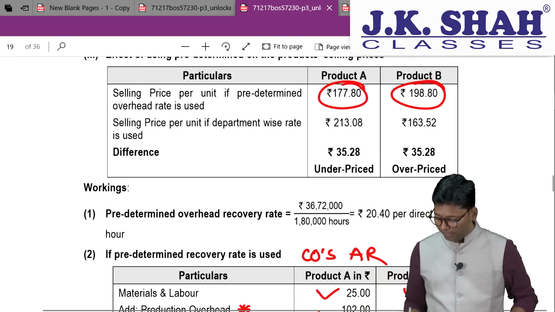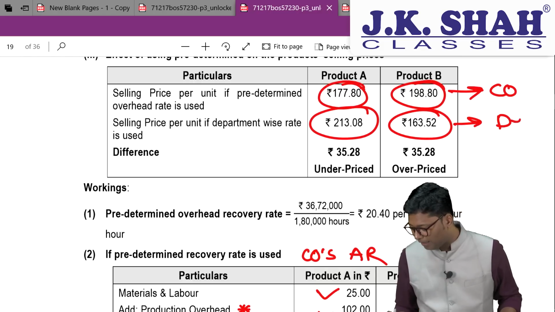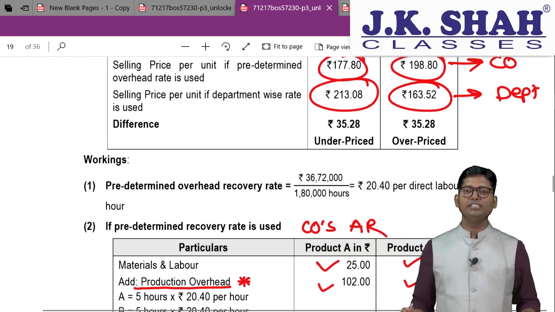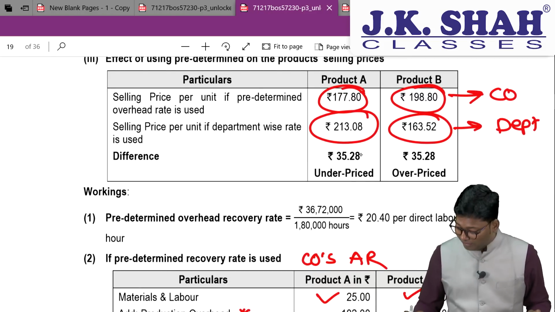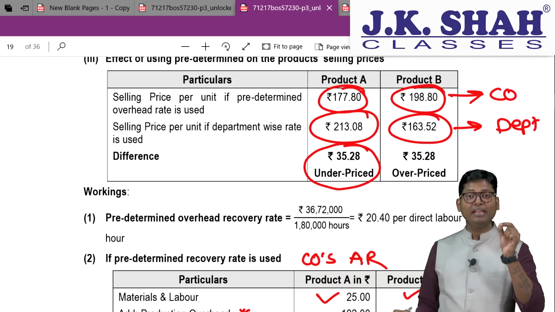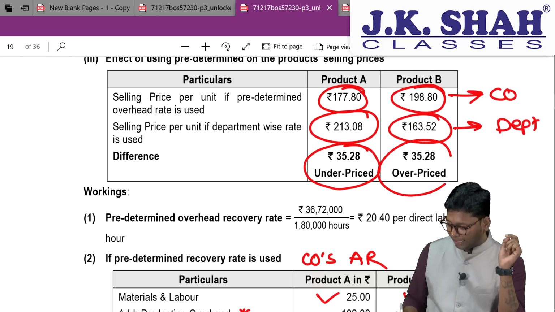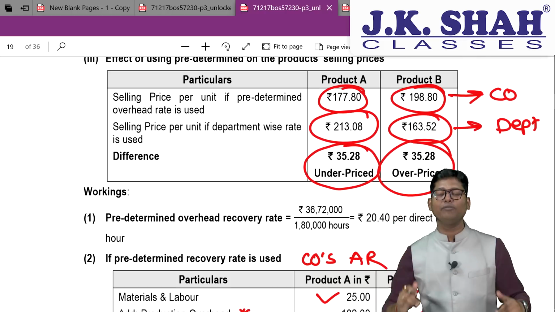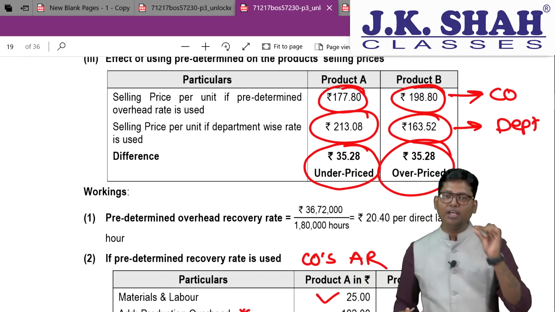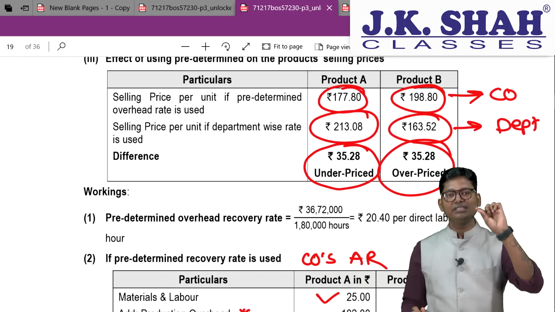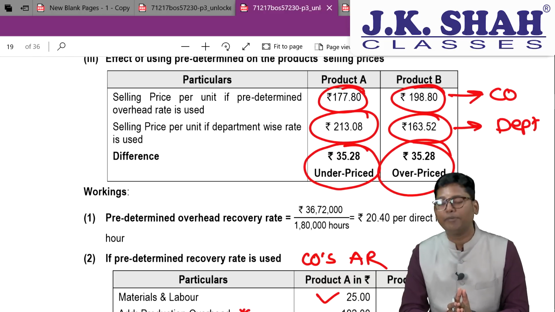Now we need to find out the difference. So here is the difference. First is the company's selling price. This one is your department absorption rate-wise selling price. The difference is computed, and unfortunately the difference in both the calculations is the same, but in the first calculation you are getting a negative difference, that is underpricing of the commodity. And in the second calculation, you are getting a positive difference, which means overpricing of the commodity. So the difference in selling price can be termed either underpricing or overpricing. You just need to calculate the differences by comparing the predetermined rate-wise selling price and the department rate-wise selling price.